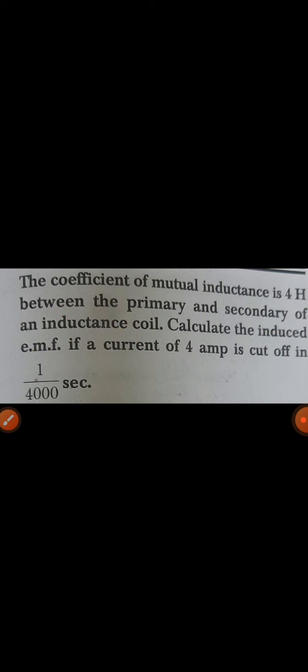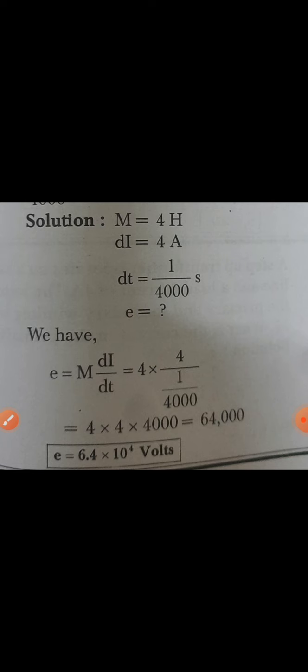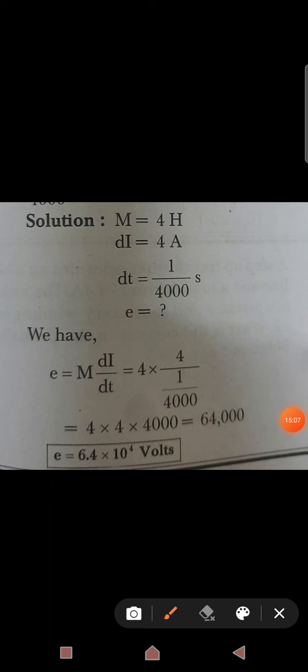Now we'll move to the solution of this question. As I have told you, you can observe that M has the value 4 Henry, dI, the electric current, is 4 ampere, and dt has the value 1/4000. What we have to calculate is the induced EMF. What is the formula for the EMF developed due to mutual inductance? We have EMF E = M dI/dt.